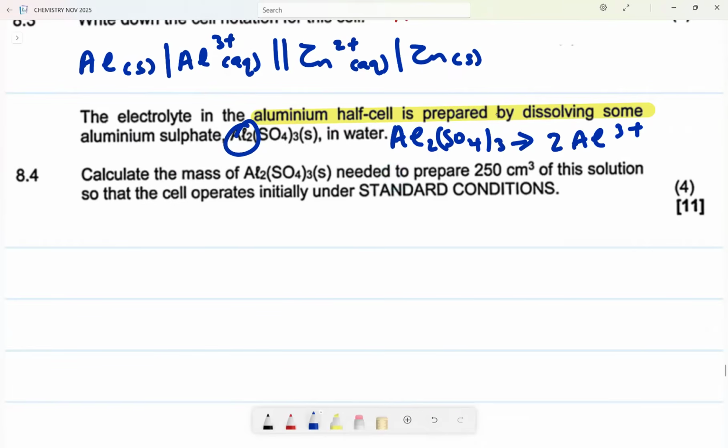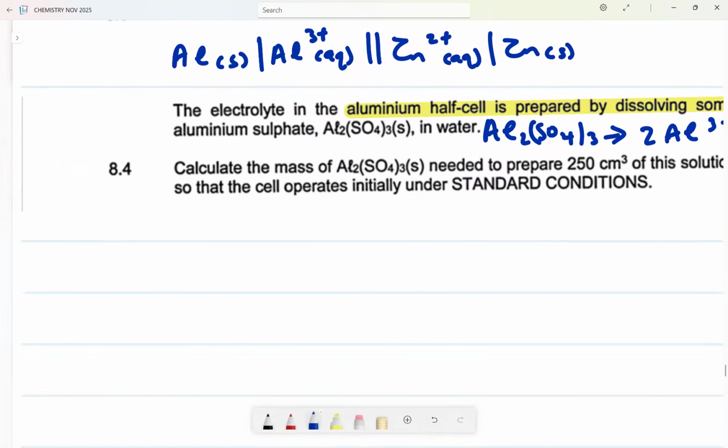So can you see it has two? So it can produce two. So for every one aluminum sulfate, there are two aluminum ions that are produced. So the question is, calculate the mass of aluminum sulfate needed to prepare 250 centimeter cubed of this solution so that the cell operates initially under standard condition. What do I know? I know that the concentration of Al3+ in aqueous solution under standard condition, remember what did I say, we said it's going to have 1 mole per decimeter cubed concentration.